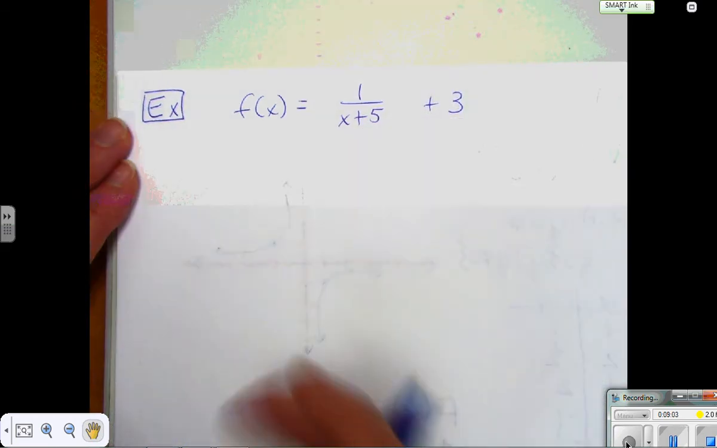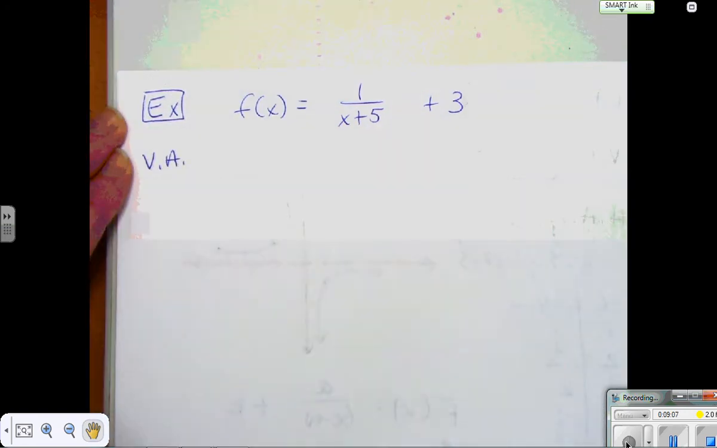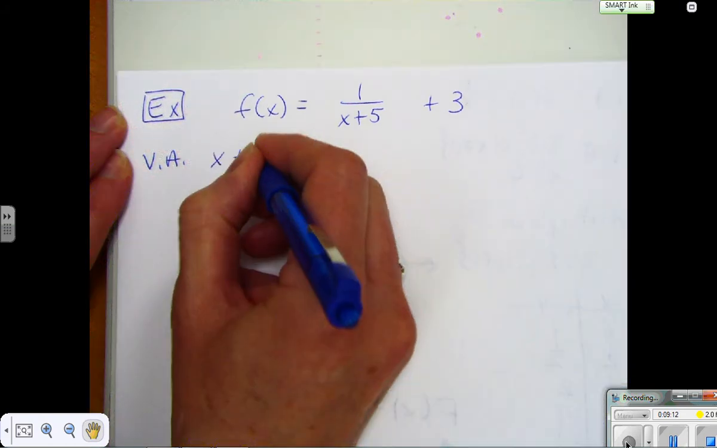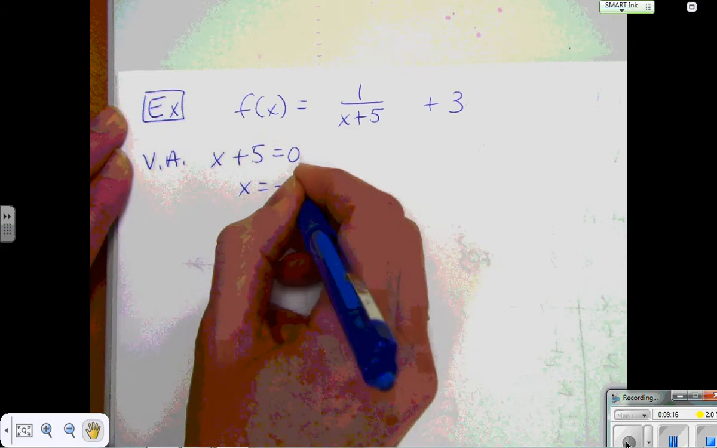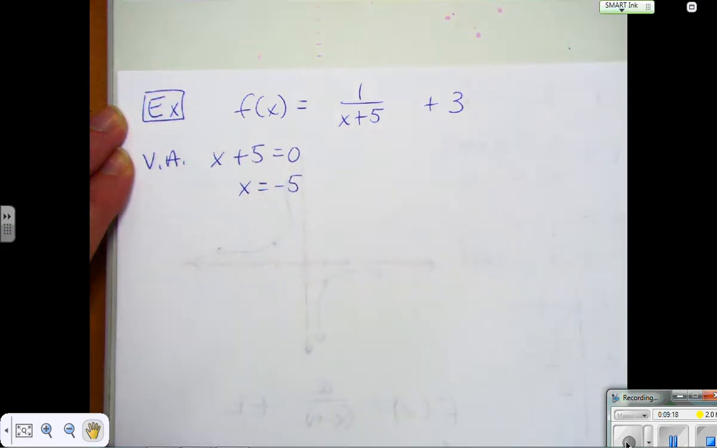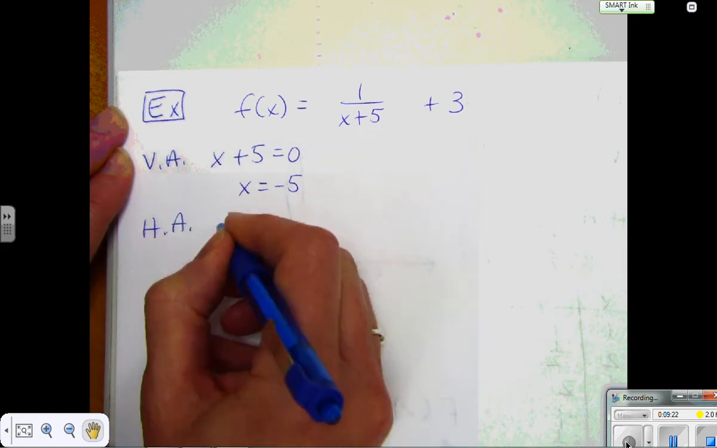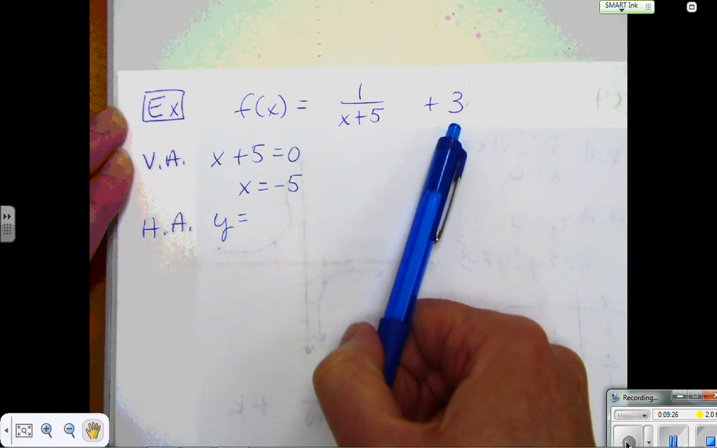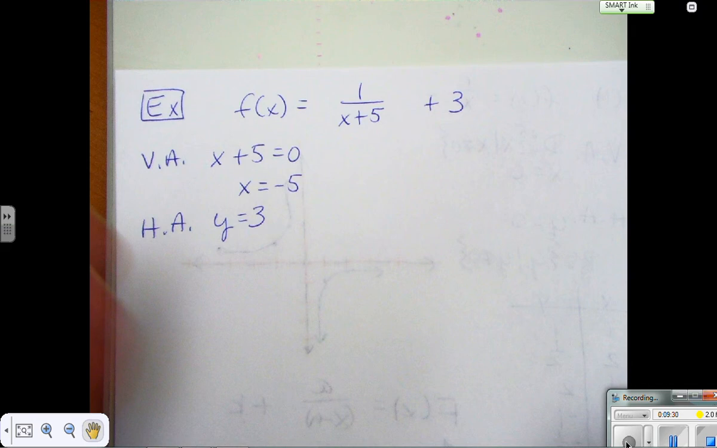Okay, so let's get the vertical asymptote and the horizontal asymptote first. The vertical asymptote, we're going to take the denominator, x plus 5, set it equal to 0, and solve for x. So x equals negative 5 is the vertical asymptote. The horizontal asymptote is y equals whatever is being added or subtracted after the fraction. So in this case, it's y equals 3. So let's graph those two parts first.